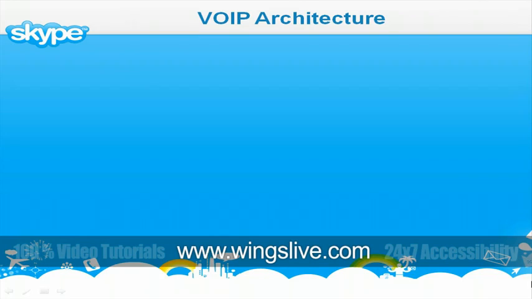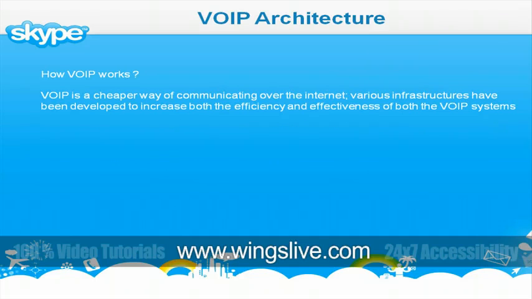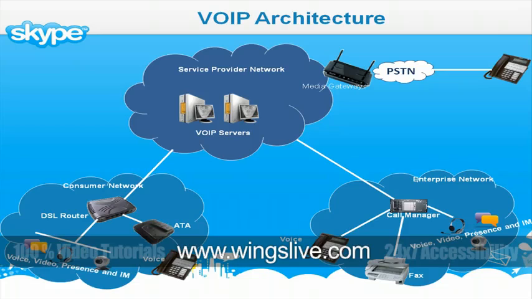VOIP architecture. Here we'll see how VOIP works. From the last lesson, you got some idea about Skype. Now here we'll see the architecture. As you know, VOIP is a cheaper way of communicating over the Internet. Various infrastructures have been developed to increase both the efficiency and effectiveness of both the VOIP systems and the VOIP architecture. Have a look at the image which shows the VOIP architecture.